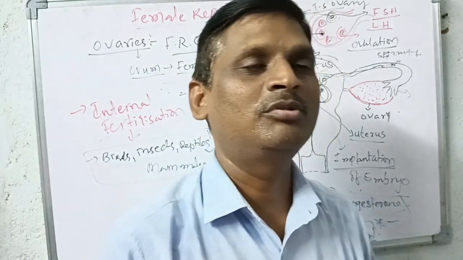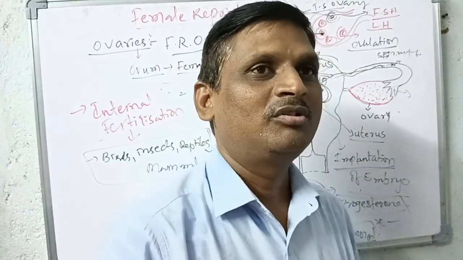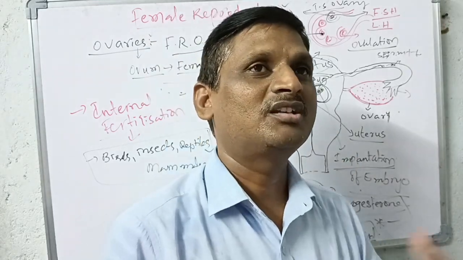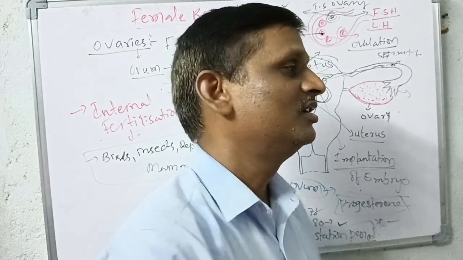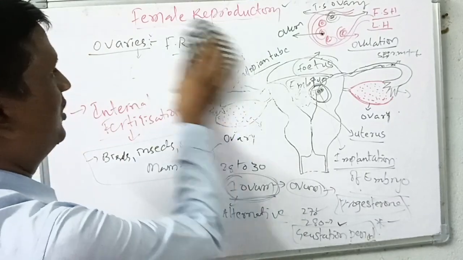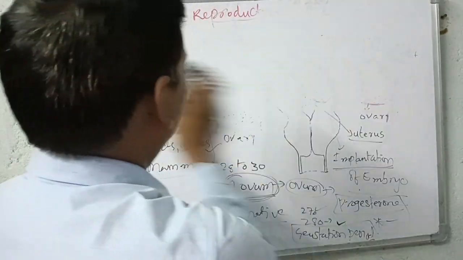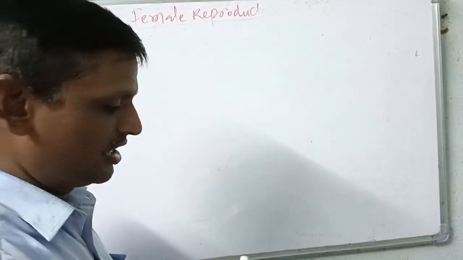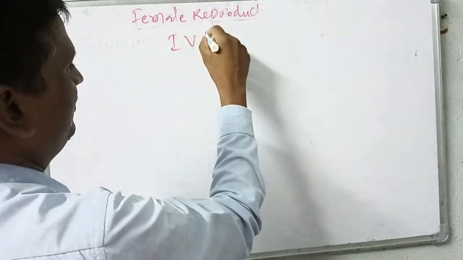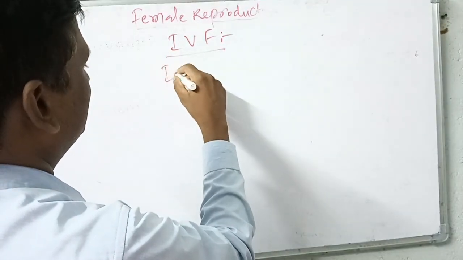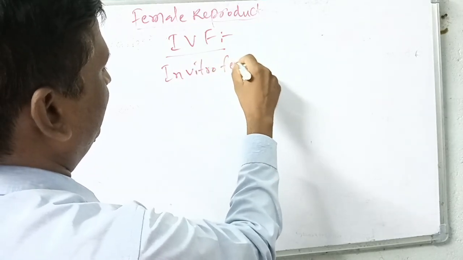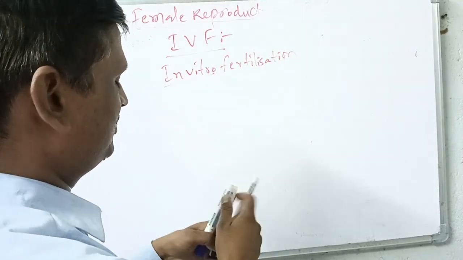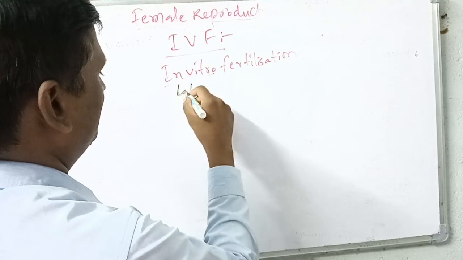In the coming class we shall study external fertilization, that is, how frogs and fishes fertilize and how they increase their generation. And we shall see one more small topic called IVF. What is IVF? IVF means in vitro fertilization. What is in vitro fertilization? In vitro means in the lab.